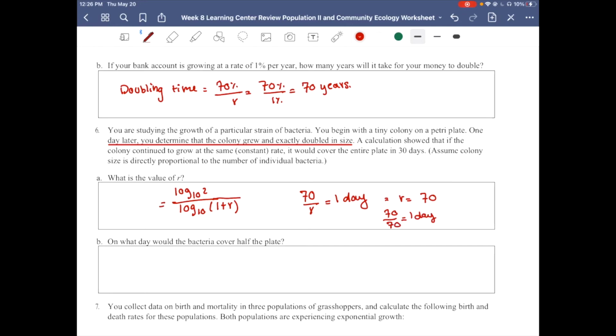So we can go this way or we can do it this way. So this requires a calculator, but if you didn't have one, this is a good way to estimate it.